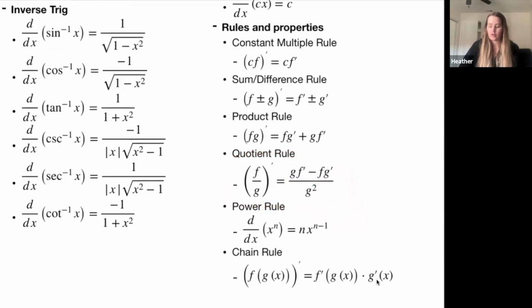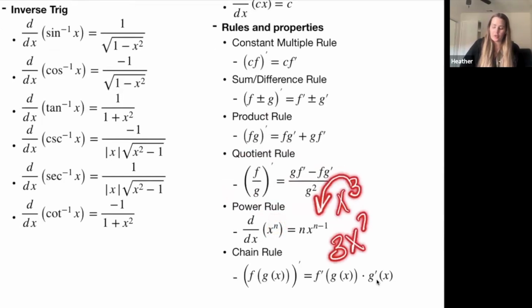Then I also have the power rule here. So if I have a power up here where n is a number, right, like x cubed, I first drop down the power and then I subtract 1 from it. So drop down the power, subtract 1 from it. And again, we'll look at some examples in the next video as well.